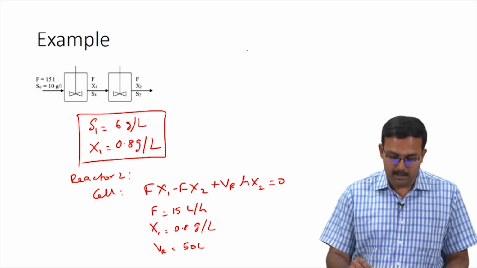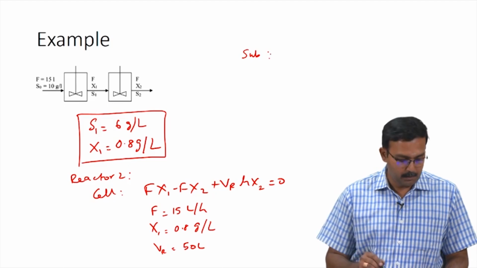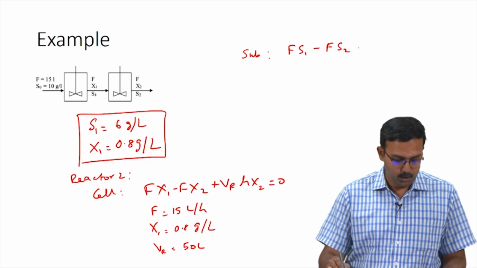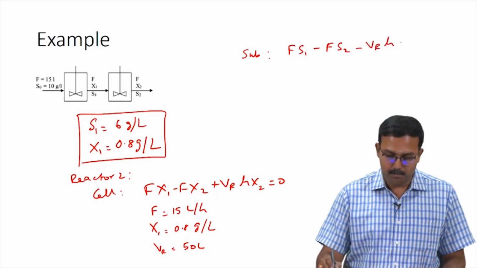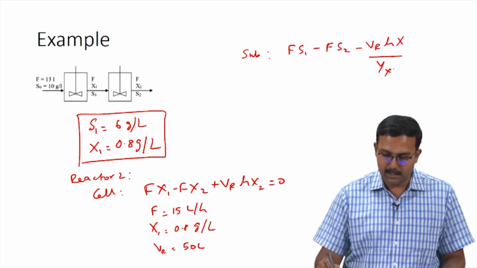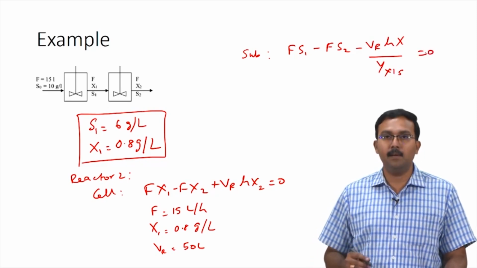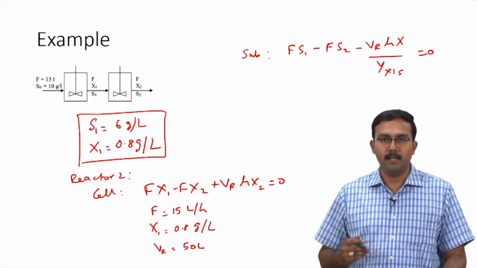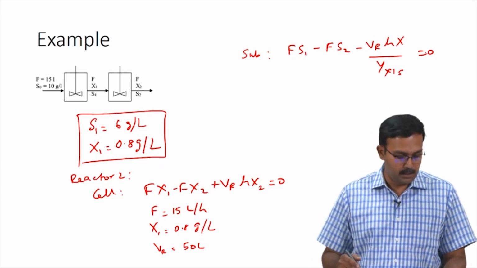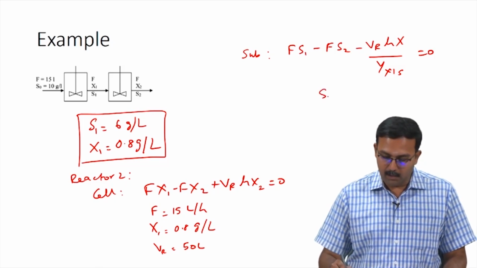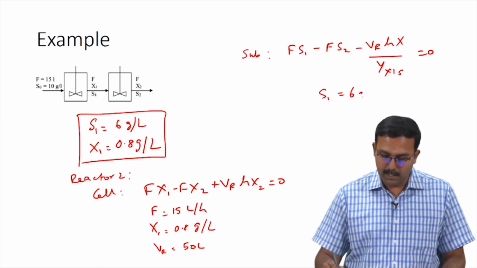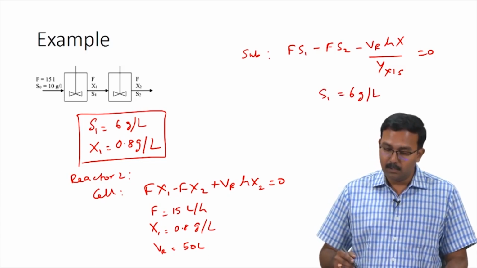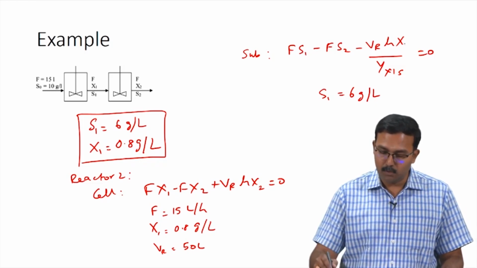We can similarly write the balance for the substrate. The substrate balance would be Fs1 minus Fs2 minus Vr mu x divided by Yxs equals 0. Here again we are assuming that there is no product formation and there is no accumulation. So, using this we get this equation. Here again we have already calculated S1 as 6 grams per liter. F and Vr have been given to us, and again this would be x2.